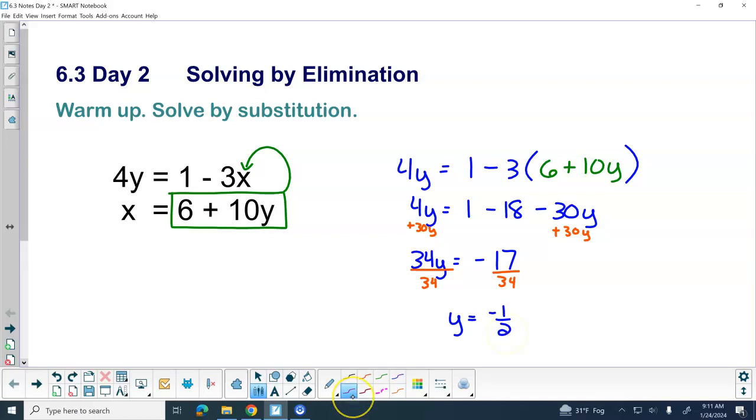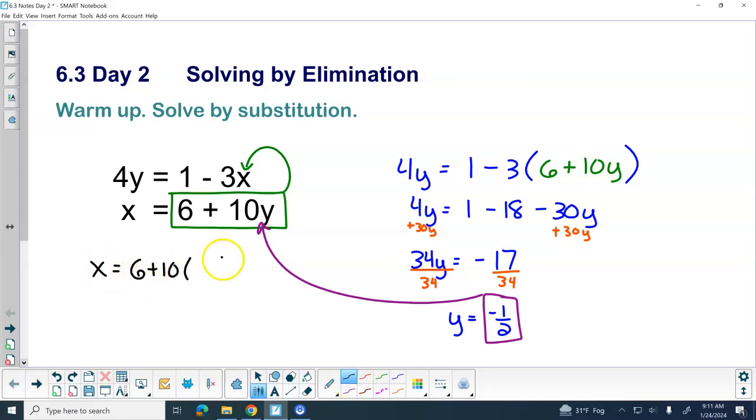Then what I'm going to do is I'm going to take that and I'm going to plug it back into one of the equations. Well, why not go with the first one that was already solved for x? And I'm going to say x here equals 6 plus 10 times negative 1/2. And then that is going to give me 6 plus negative 5, because 10 times negative 1/2 is negative 5. That's really 6 minus 5, so x is going to be positive 1. Then I'm going to check it.